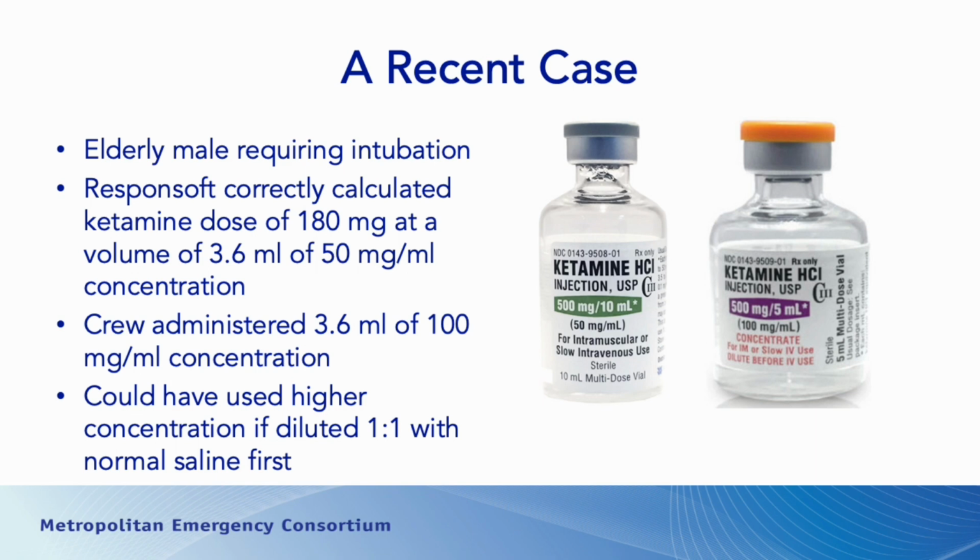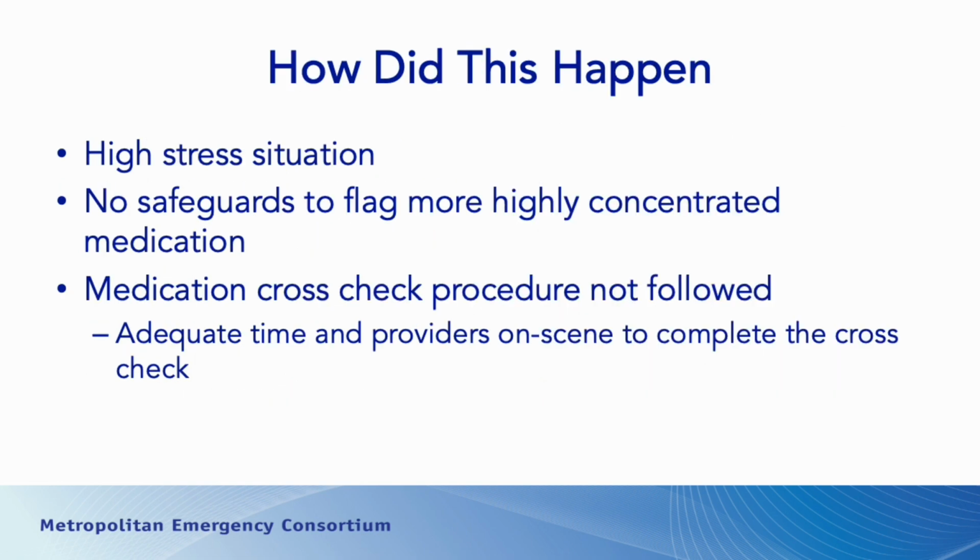To the crew's credit, they promptly reported the error. And in our culture of safety, we reviewed the process and talked about how we can avoid this in the future. So how did this happen? Well, this is a high-stress situation. The patient was in trouble. The patient needed an artificial airway. The crew correctly determined that the patient needed to be intubated. They correctly identified the dose to be given, but they used the wrong concentration.